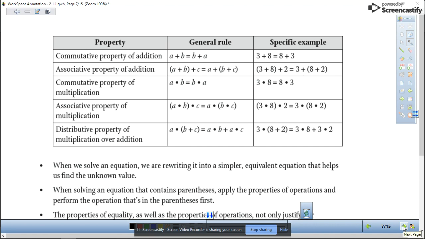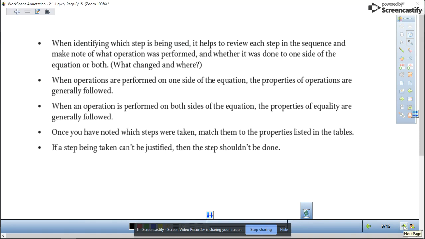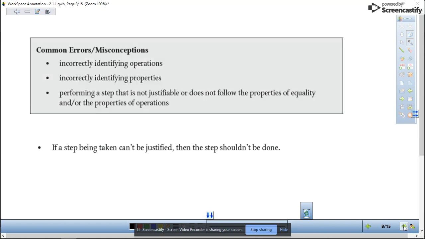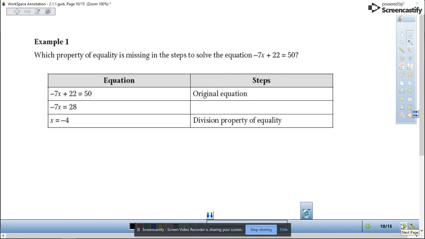So here's some more examples of commutative, associative multiplication, associative multiplication, and distributive property. All things that we should know. Okay, this is why I'm not spending a lot of time going over it. These are all review items. Okay, all right, so a few ideas, make sure you read that. Let's get to the actual examples. Okay, we're going to go through these relatively quickly. This lesson is pretty simple. It's just identifying what property is happening.